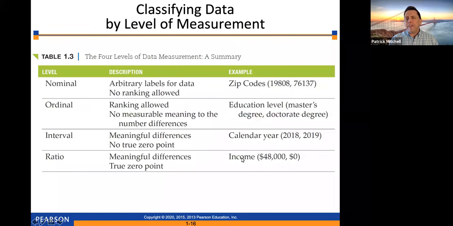So the example they're giving is income. A person's income could be $48,000, or if they don't have a job outside the home, maybe their income is 0. But there is a true 0 point. And it does make perfect sense to say that somebody who makes $48,000 a year has twice the income of somebody who makes $24,000 a year. That makes total sense, and that makes it ratio level. So hopefully that makes sense.